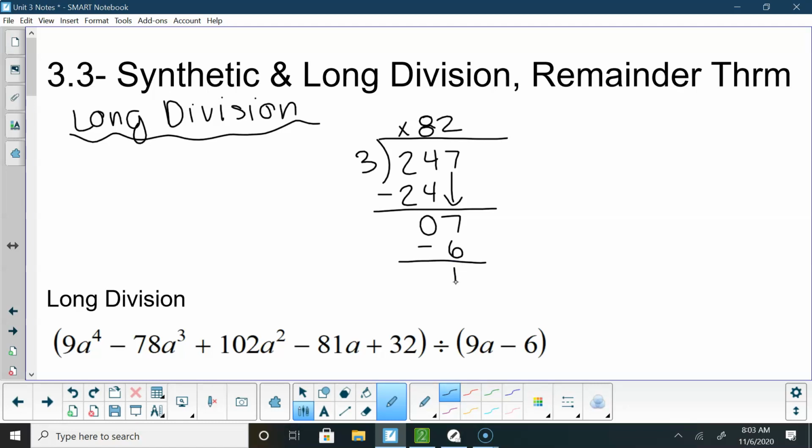So typically when you write your final answer, you would write 82 remainder 1, right? Anybody else's elementary school teachers taught them that? Typically what we should be doing is writing it as 82 and 1/3, where it's 1 over what I'm dividing by.